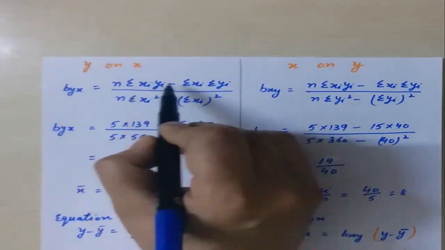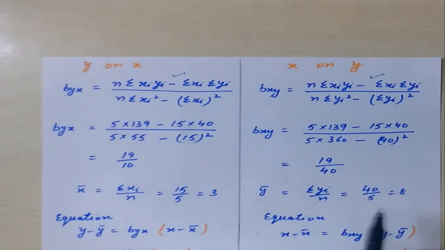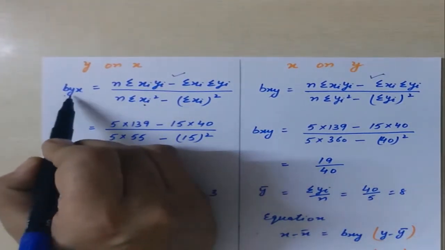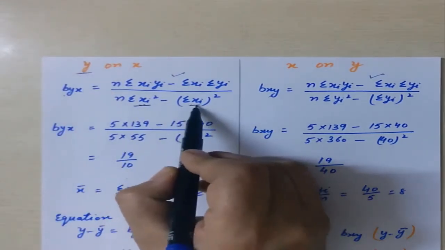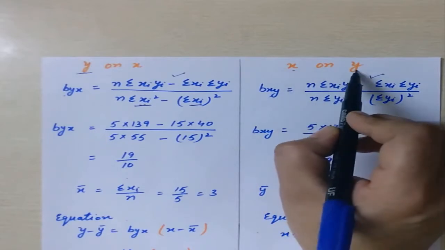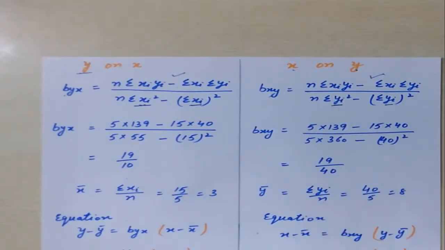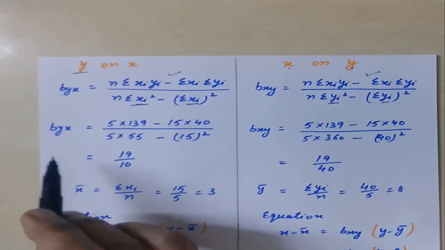You will check that the numerator is totally the same for both regression coefficients, but the difference is in the denominator only. When we have y on x, in the denominator the x term will be there. When we are having x on y, in the denominator the y terms are there. This is the difference only. Now we are having all the values. We will put the values into the formula.